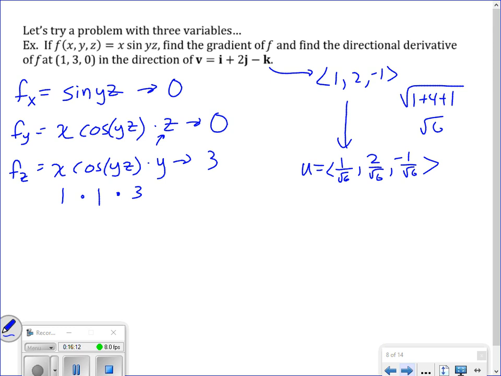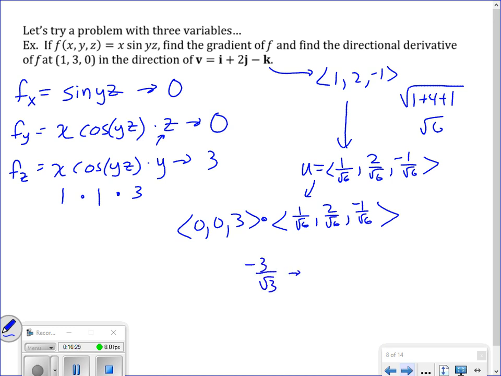So I basically just need to dot these two: 0, 0, and 3, dot that with 1 over radical 6, 2 over radical 6, and negative 1 over radical 6. So luckily, the first two numbers turn into 0. So the last one is negative 3 over radical 6. And so if I rationalize, I would get negative 3 radical 6 over 6, which turns into negative radical 6 over 2. And there is my directional derivative. And that is it.